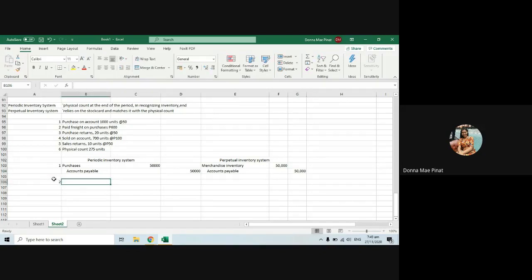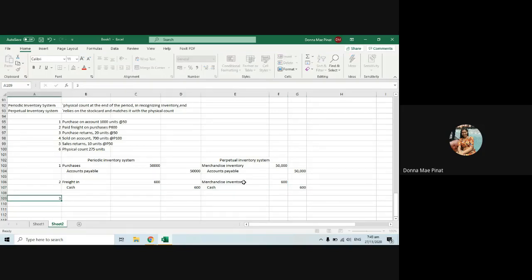Second transaction, paid freight on purchases. So kung periodic gali imong ginagamit ana nga account is freight in, cash, 600. Dayon this one merchandise inventory imong gamit ani. So mo-increase gihapon imong cost of sales. Cash, 600.